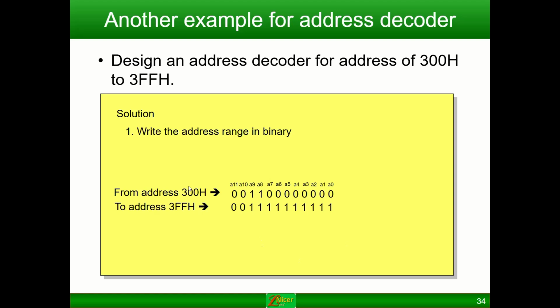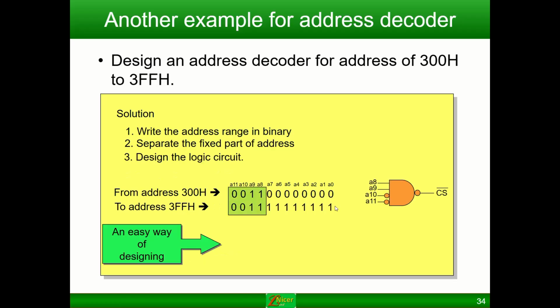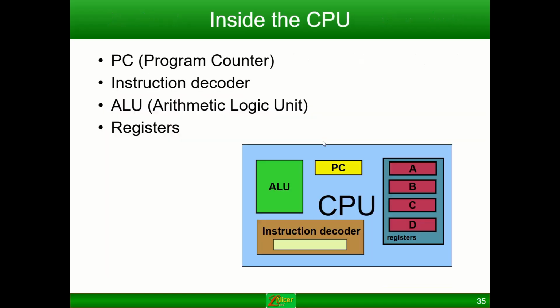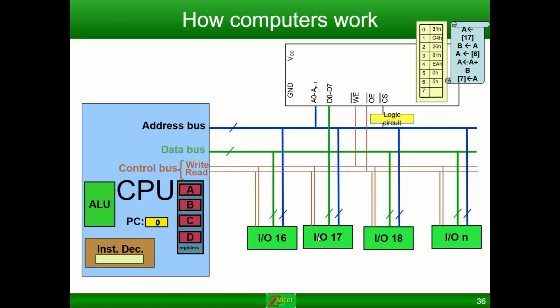So we have to convert this into binary, all of this into binary, and then we will design the digital circuit as we have studied. Now the CPU. Basically, what is inside the CPU? There is an arithmetic logic unit, the program counter, the registers, and instruction decoders. This was the old schematic. This was the old block diagram of how a computer works.